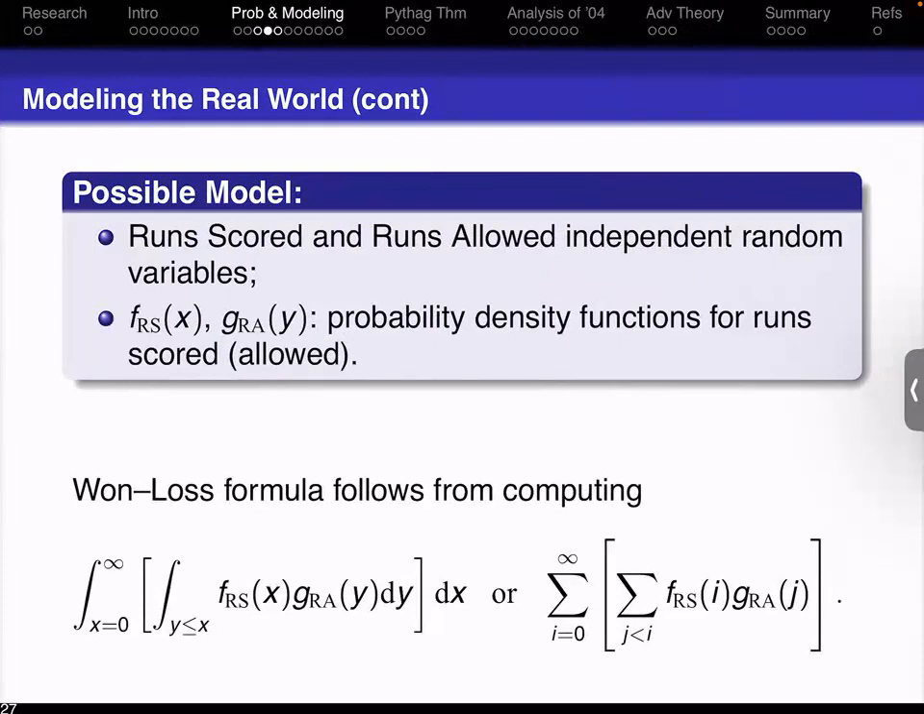Well, there are two ways we could do this. We could do a discrete model and we could do a continuous model. So for the discrete model, I can look at the probability I score exactly I runs, I allow exactly J runs, and I sum over all pairs where J is less than I, or I could do the continuous version. Which do you think is better for baseball, the continuous or the discrete? Discrete, right? As much as I would love to see, for a variety of reasons, the Red Sox beat the Yankees by a score of pi to e, we're never going to see that headline. Why might we choose the continuous over the discrete?